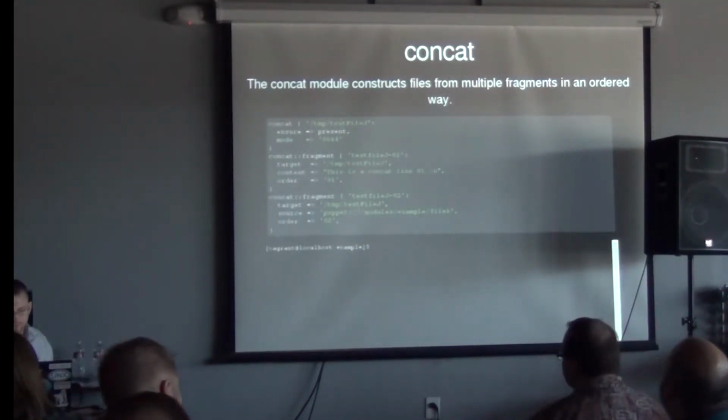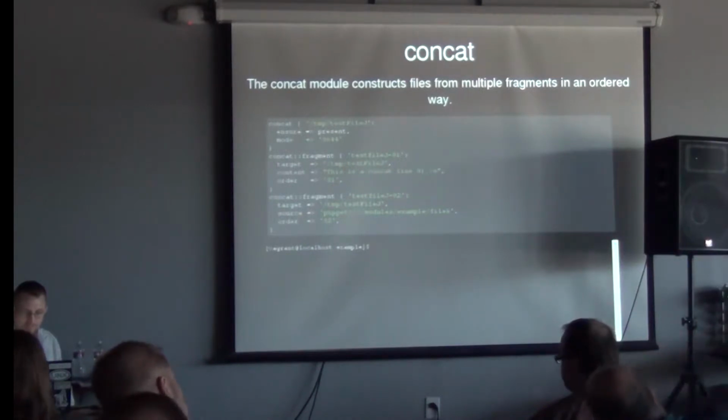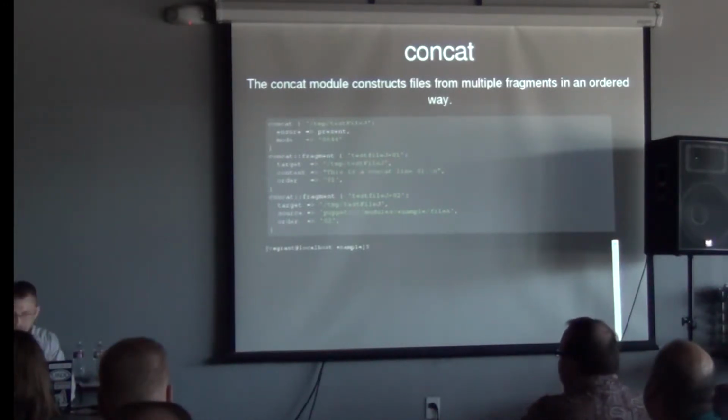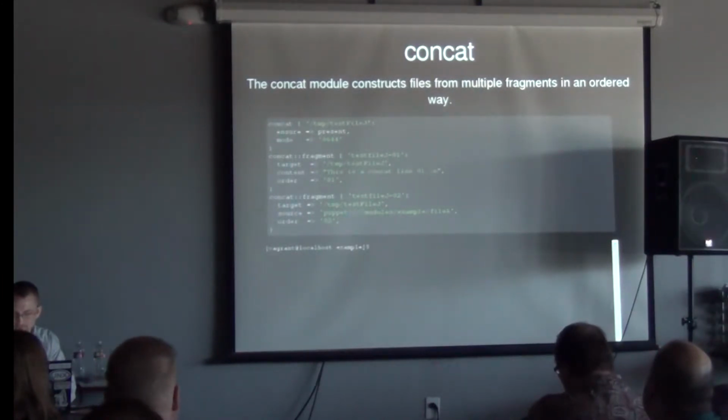So one of the last full file manipulation resources that are out there is the Concat resource. And this is a separate module that you can find on the Puppet Forge. It basically will take some fragments that you can define, not just in your direct manifest, but you can also have fragments set up in different manifests and different modules. And this way you can put together a whole bunch of different pieces to create one big file.